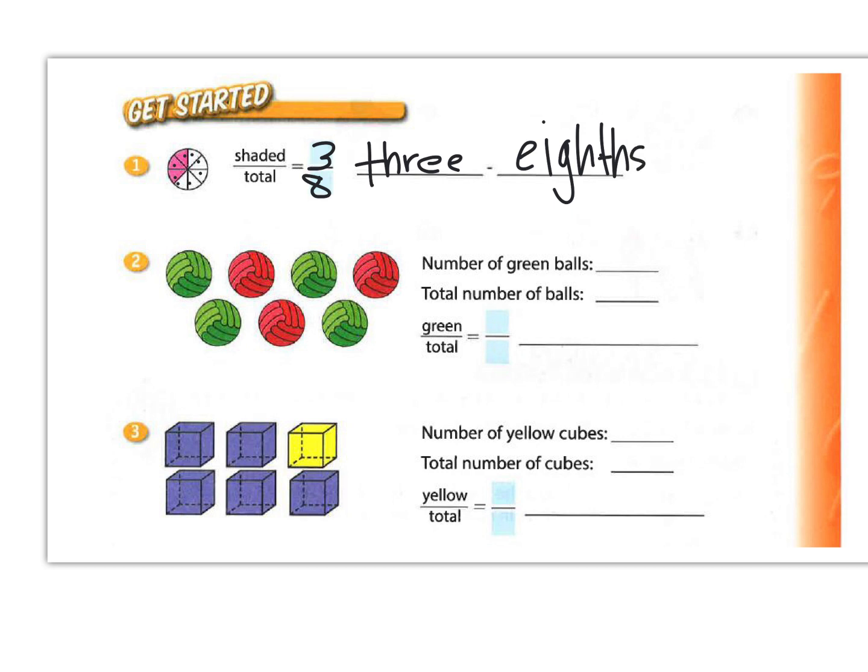All right, so now here is a set. It says the number of green balls is 1, 2, 3, 4, and the total number is 1, 2, 3, 4, 5, 6, 7. So the green over the total is 4/7. So 4/7 of the yarn balls are green. So we would say 4/7.